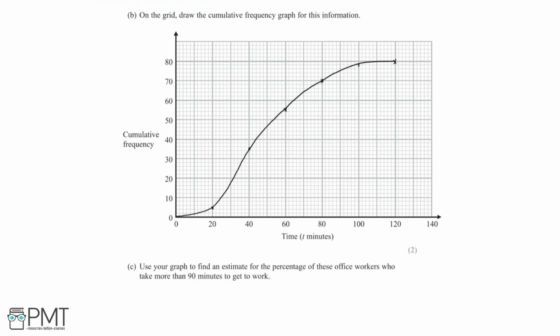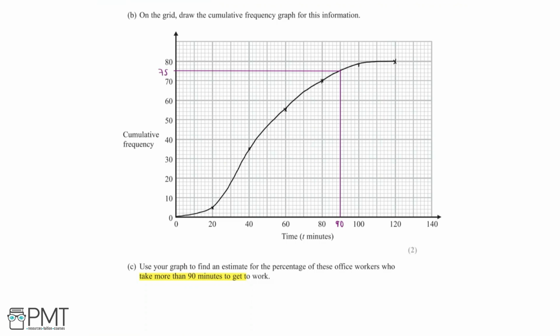Well, now that we've drawn our cumulative frequency graph, in part C, we need to use this graph in order to find an estimate for the percentage of these office workers who take more than 90 minutes to get to work. Well, let's start by finding 90 on our x-axis. And so let's use a ruler to draw a vertical line from 90 up until the graph. And now we can draw a line across to find the cumulative frequency when t is equal to 90. Now looking across, we can see that the cumulative frequency when t is equal to 90 is equal to 75.